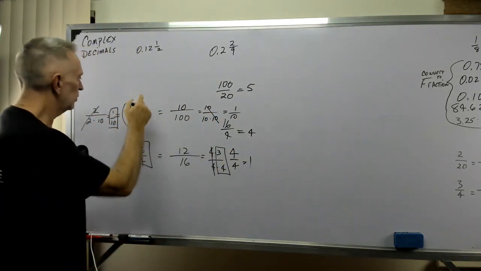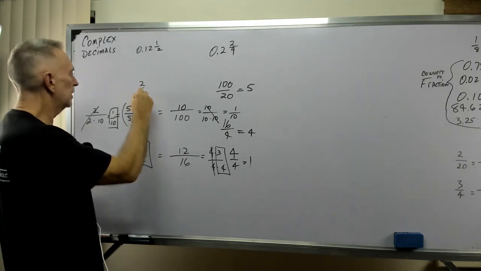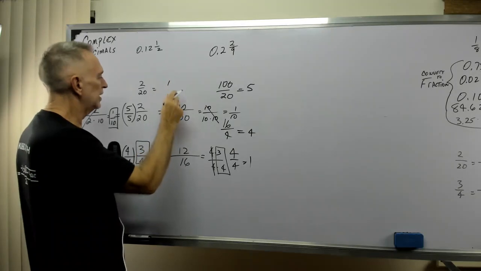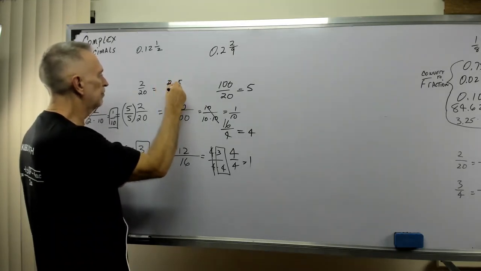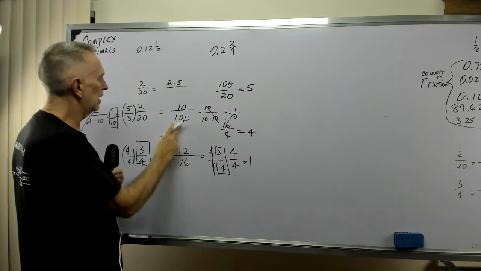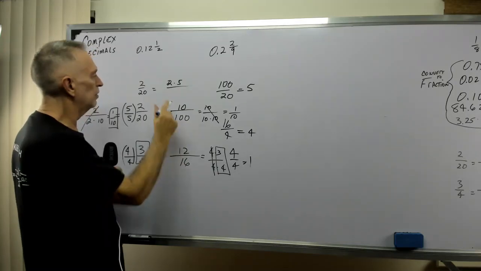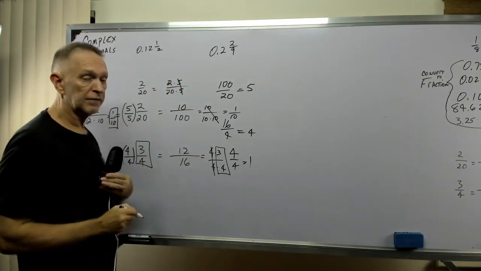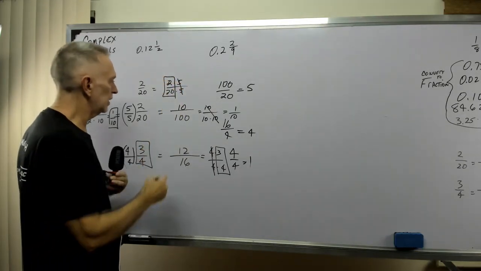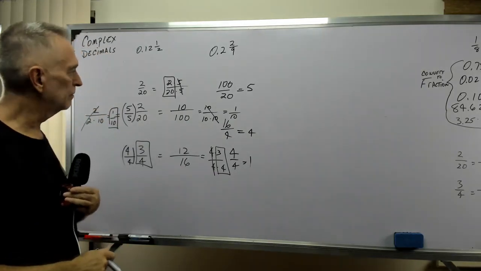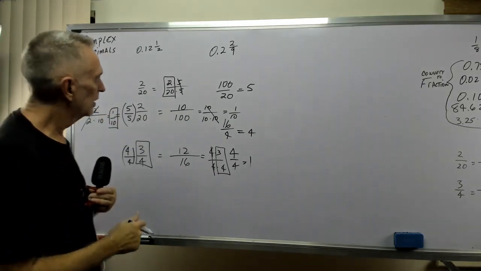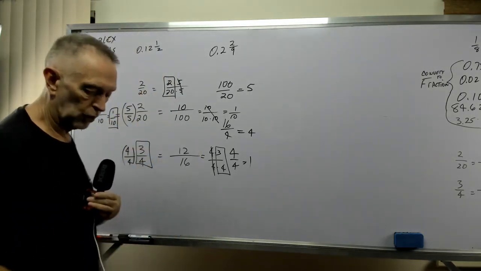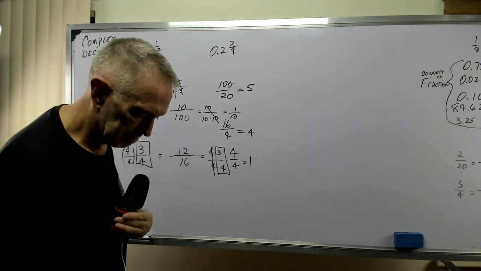Now let's see, we could have done this 2 over 20. We have 10 over 100. 10 could be 2 times 5, and 100 is 20 times 5. 5 over 5 cancel, and I'm left with 2 over 20. So we could have done it that way. Okay? All right, I'm going to pause, clean up the board, and then we'll go again.